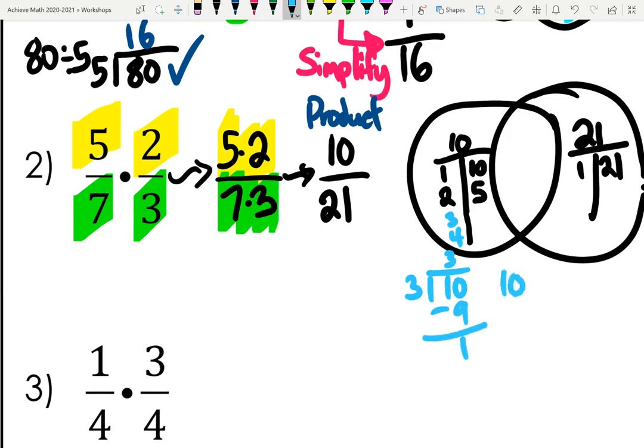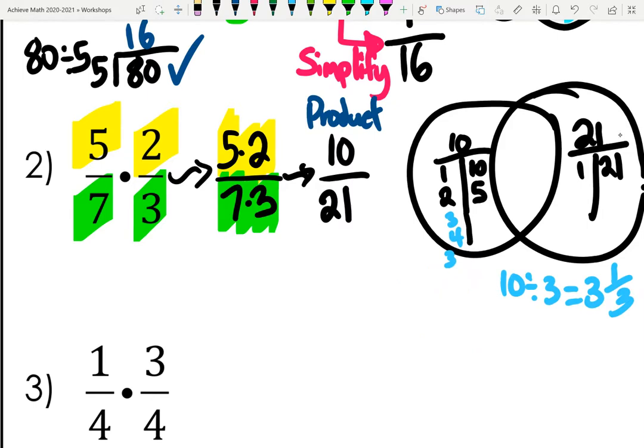So 10 divided by 3 is 3 and 1/3. Again, 3 and 1/3. No, 3 is not a factor. It is not divisible. It has a remainder. Likewise, 4 doesn't.